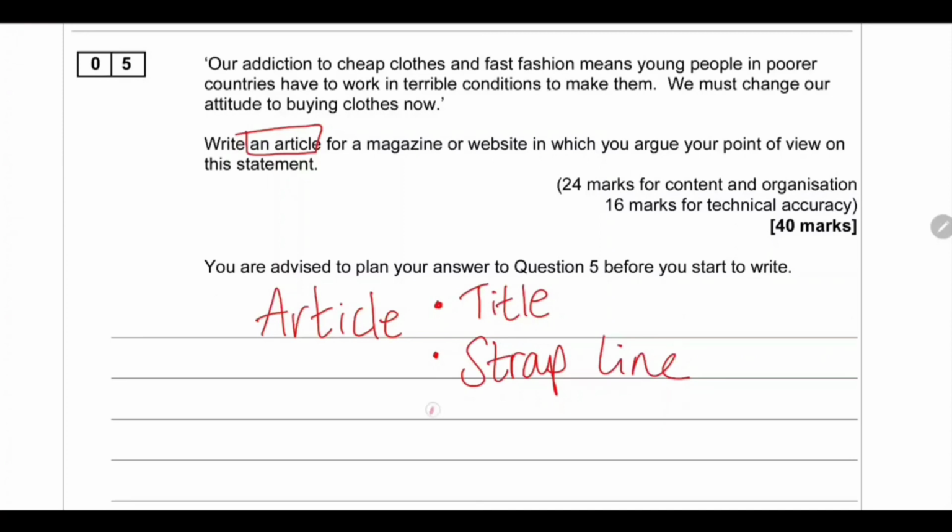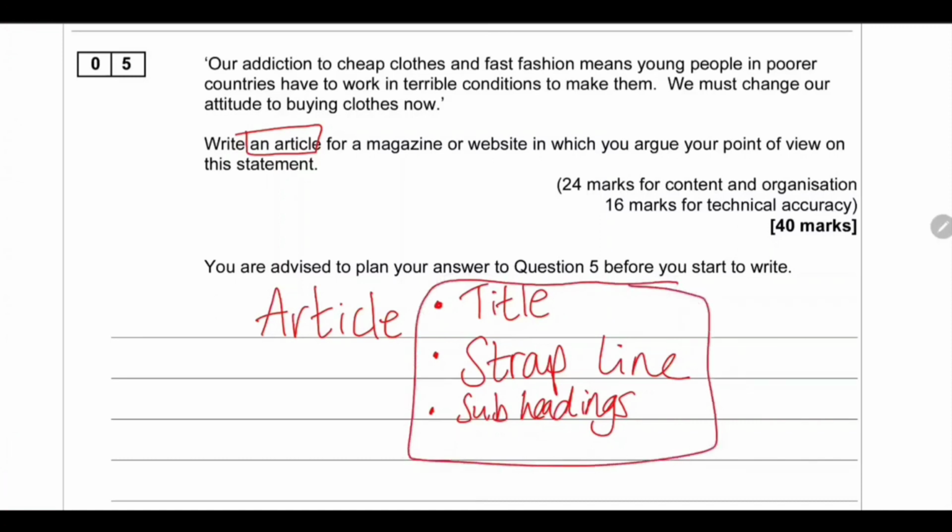So it's essentially like a trailer of what your article will be about. And finally, you will have subheadings. So of course your subheadings here will be individual titles for each paragraph. So just by reading your subheadings, the examiner will know what that paragraph will be about. So this is the sort of layout for an article.